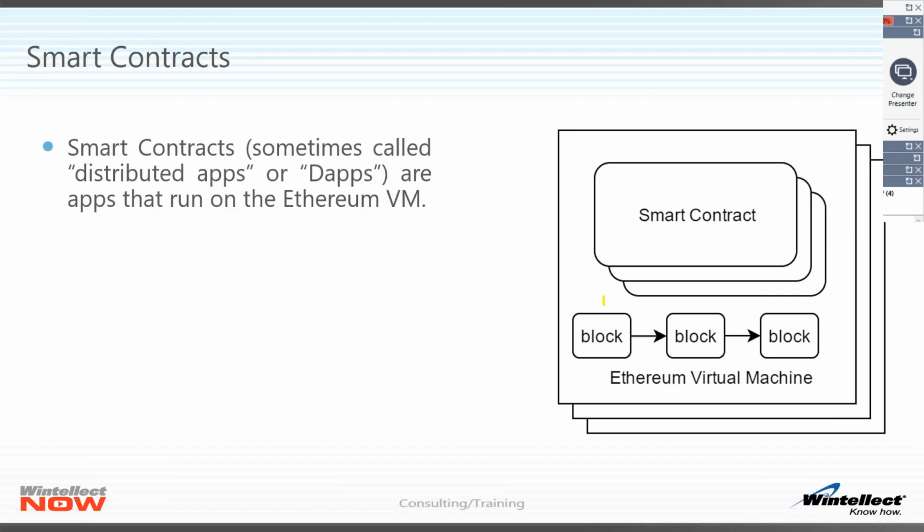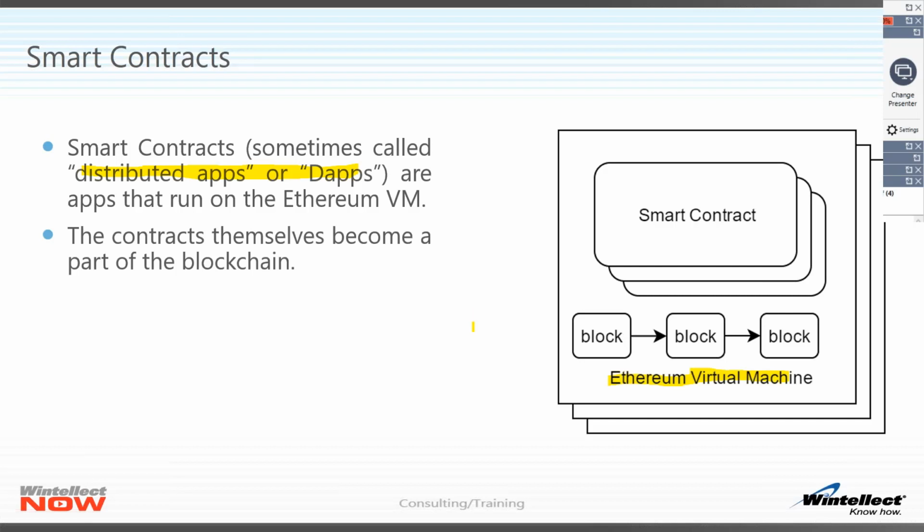Now, just a minute ago, we talked about the Ethereum VM. Smart contracts are something called distributed apps, as we mentioned already, and these are apps that actually run on the Ethereum virtual machine, and the contracts themselves become a part of the blockchain. So whenever you deploy a smart contract, it is written to the blockchain and it becomes a permanent part of that blockchain moving forward. And so you can't change the contract once it's been added to the blockchain.